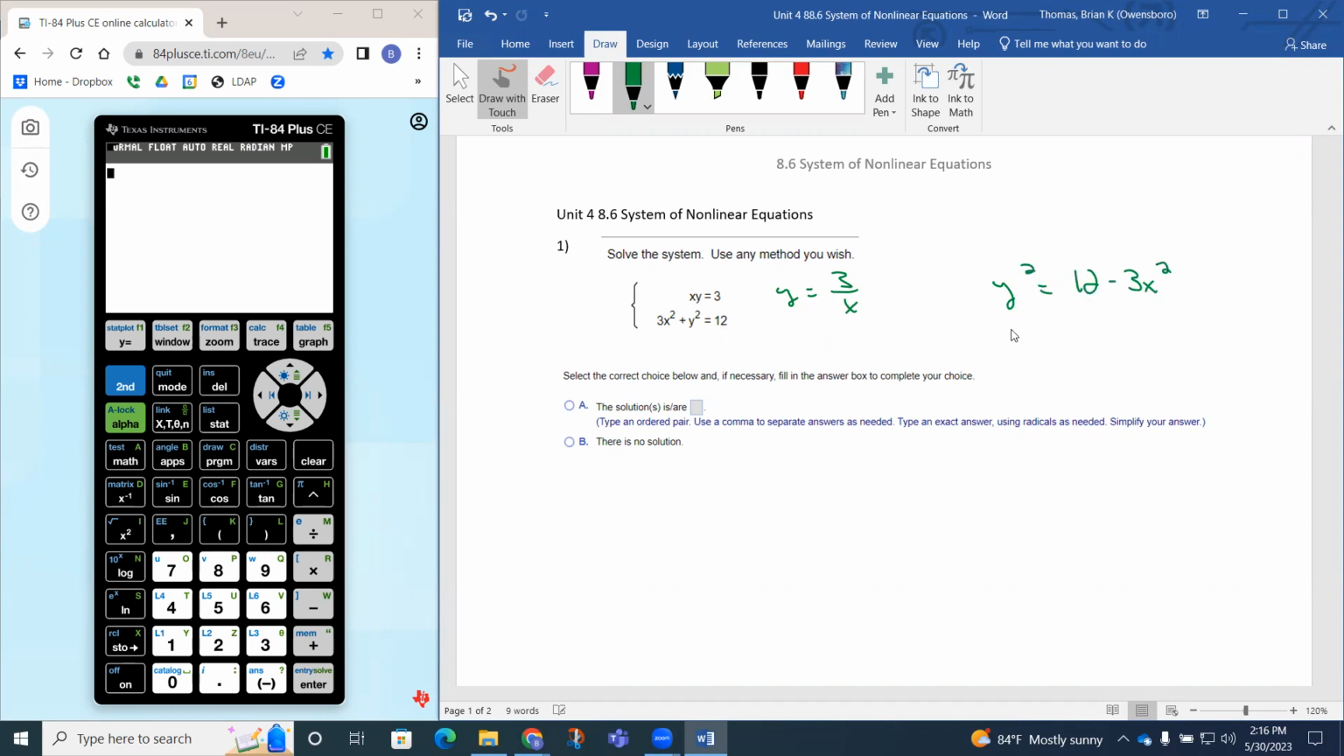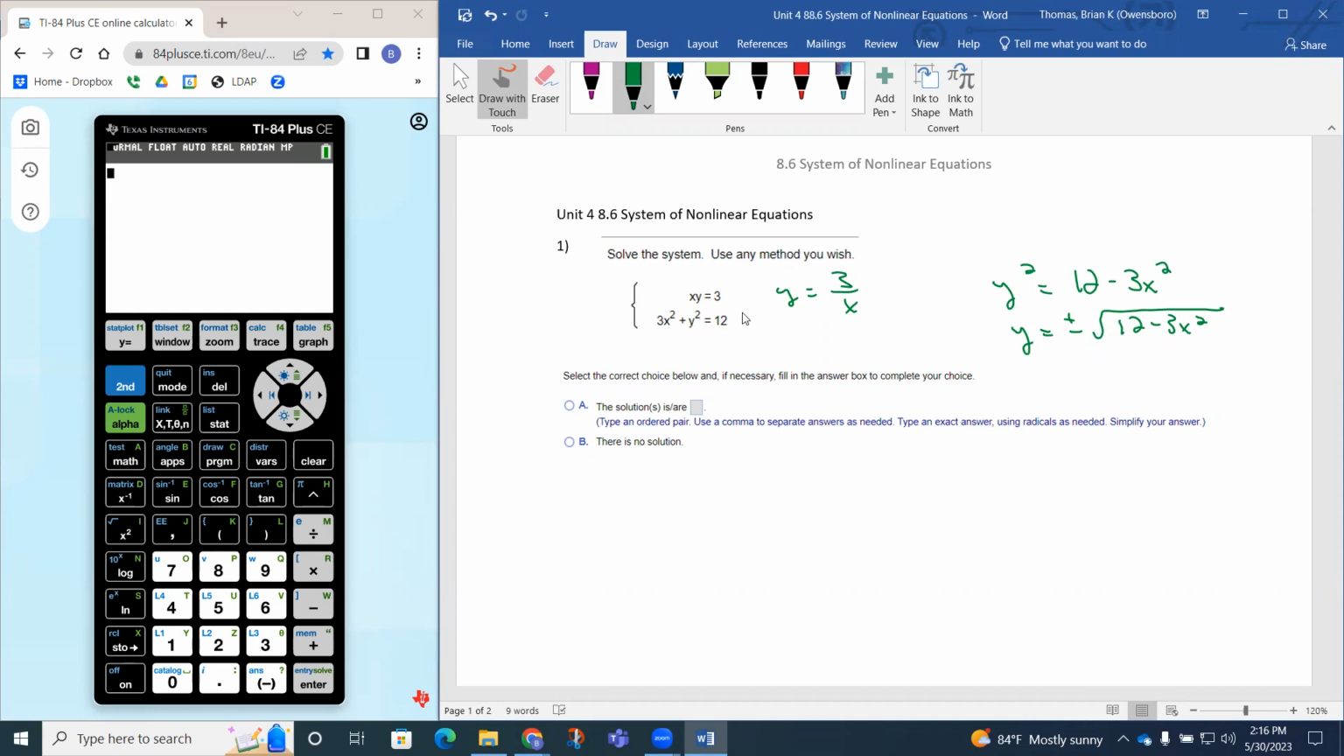And if you take the square root of both sides, you actually get this plus or minus situation. y equals plus or minus the square root of 12 minus 3x squared. So notice that the second one's not even a function. It doesn't pass the vertical line test either, because remember, if you put something in, you're going to get two solutions out. So this doesn't represent a function.